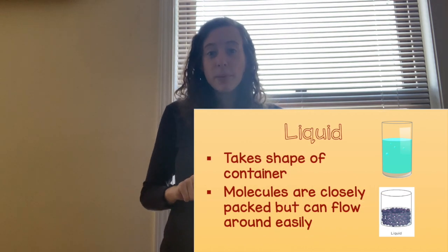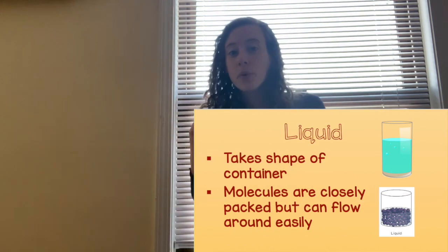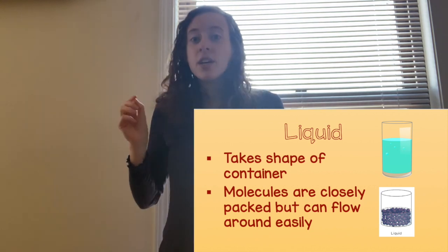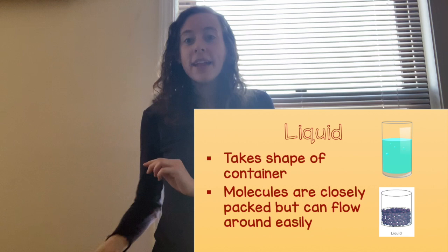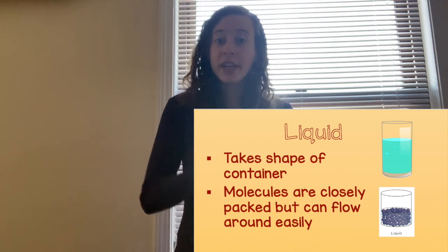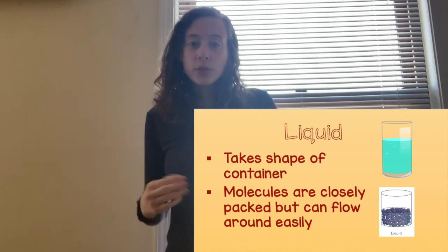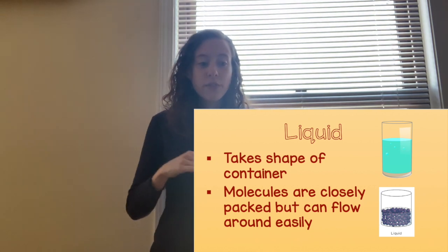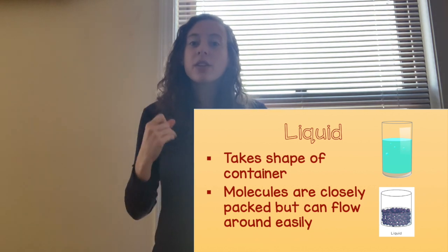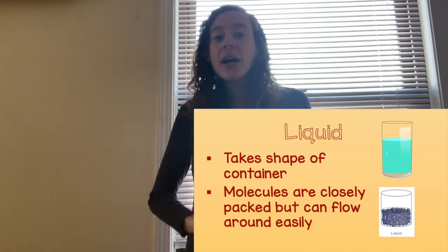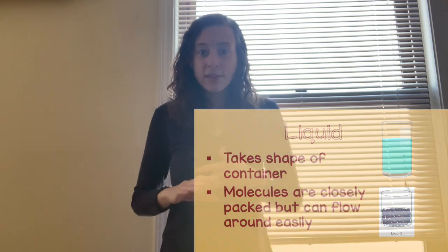Now let's talk about liquids. Liquids take the shape of the container they're in. If you're pouring water from a jug into a glass, the water will take the shape of the jug, and then as it's poured into the glass, will change into the shape of the glass. The molecules inside liquids are further apart than in solids, so they can move around a little bit easier. Not quite as tightly packed as solids, but there's room to move around.